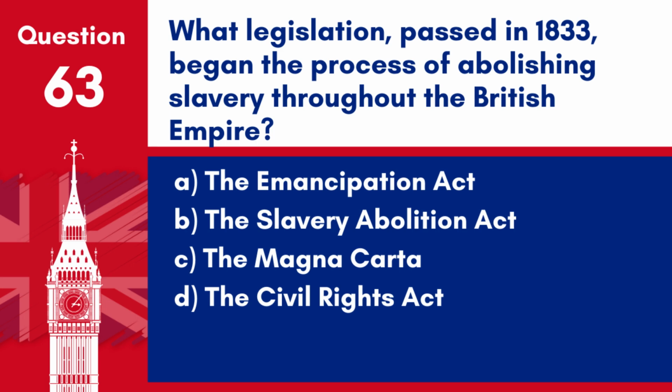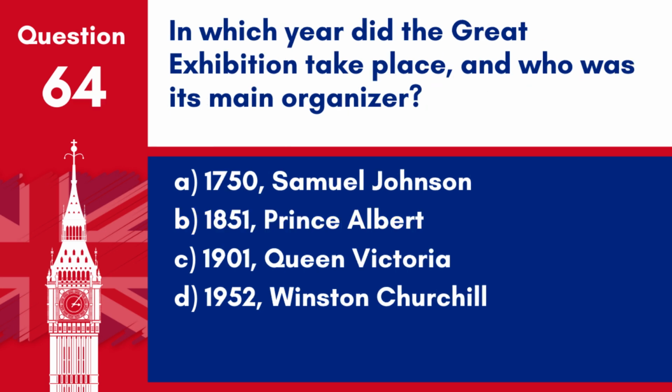Answer B. The Slavery Abolition Act. The Slavery Abolition Act of 1833 began the process of abolishing slavery throughout the British Empire. Question 64. In which year did the Great Exhibition take place, and who was its main organizer?